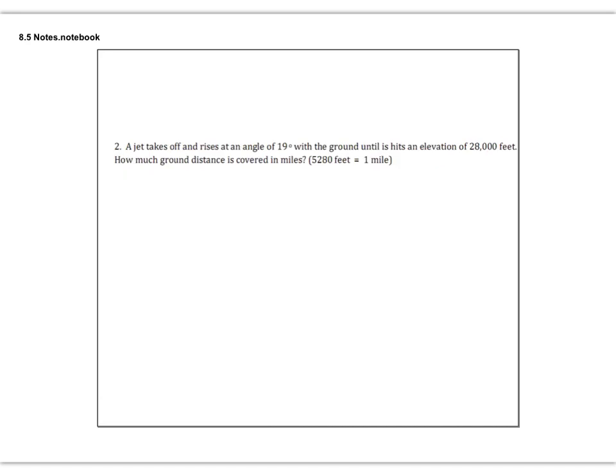All right, number 2. A jet takes off and rises at an angle of 19 degrees with the ground until it hits an elevation of 28,000 feet. How much ground distance is covered in miles? Let's draw this. So a jet takes off. There it is, taking off. Let's draw our best airplane. There it is, fancy dancy airplane.